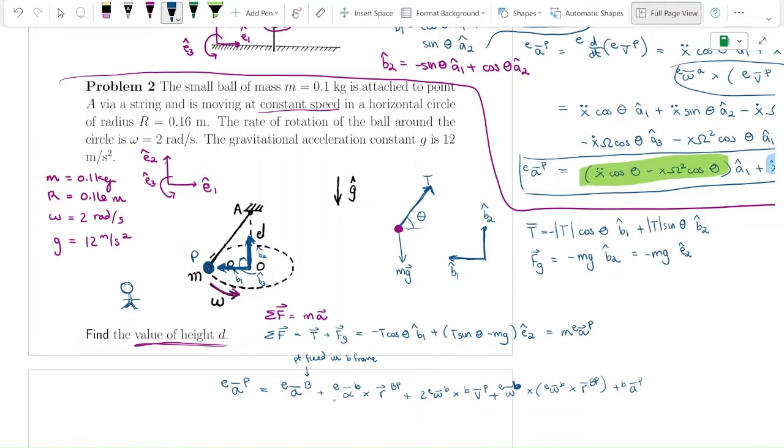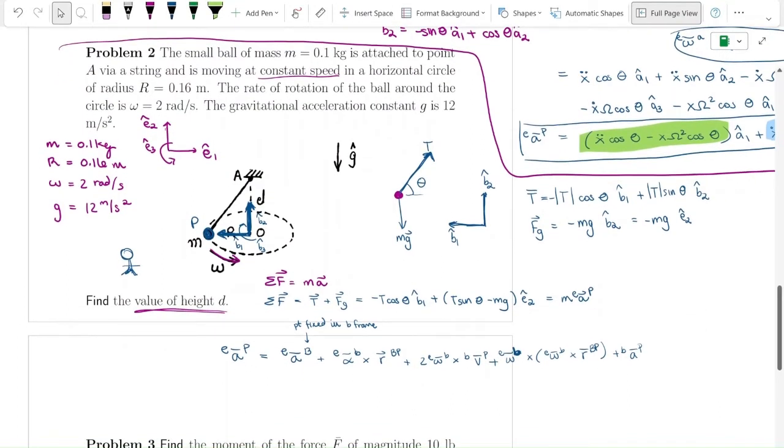Okay, so first of all, notice that the problem says that the ball is moving at constant speed, and also the angular rate of rotation is given to be a constant, which is 2 radians per second. So this means that omega of B and E, right, which is equal to, okay, sorry, I should calm down.